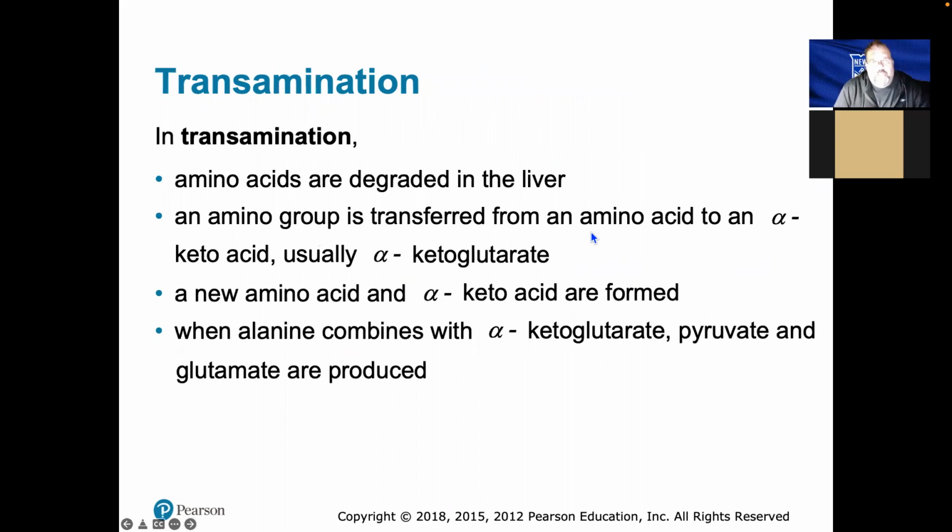Transamination. In transamination, amino acids are degraded in the liver. An amino group is transferred from an amino acid to an alpha-keto acid, usually an alpha-ketoglutarate. A new amino acid and an alpha-keto acid are formed. When alanine combines with alpha-ketoglutarate, pyruvate and glutamate are produced. Okay, I would just know a little bit generally about the definition of transamination.